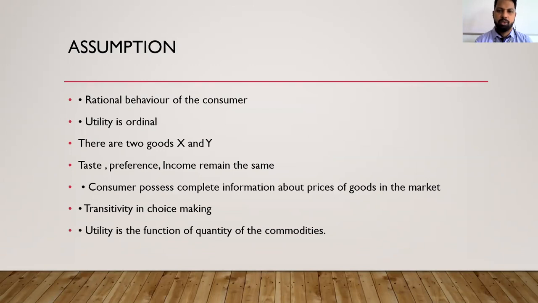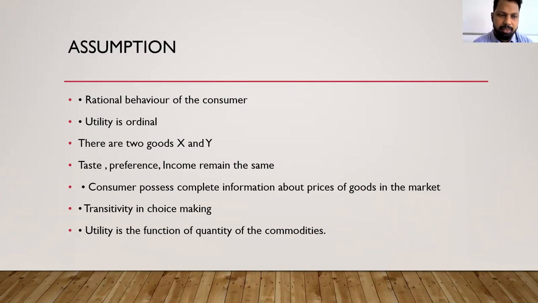Now moving on to the assumptions of this particular approach. The first one is the rationality assumption, that is, the consumer behaves rationally. The second one is that utility is ordinal. Utility cannot be measured quantitatively. Instead, we can give preferences instead of measuring it quantitatively. Third, there are two goods, say X and Y. Then taste, preferences and income remain the same. The consumer also possesses complete information about the goods and services and the prices in the market.